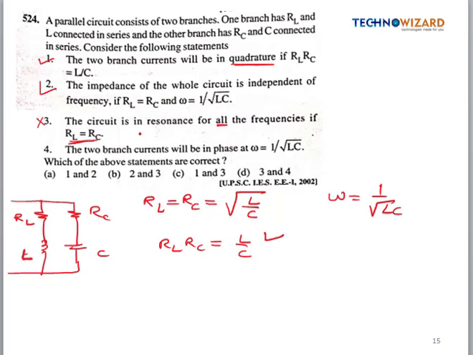Next is, the two branch currents will be in phase. Wrong, because the two branch currents will be in quadrature at this omega. So if omega is this, then the two branch currents I1 and I2 will be in quadrature, as previously explained. So the correct statements are 1 and 2, so option A is correct.